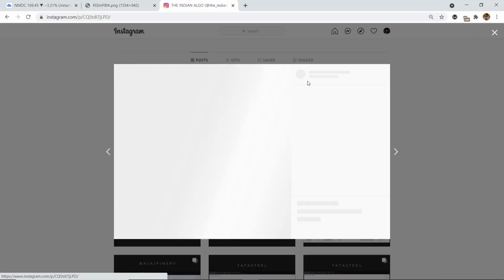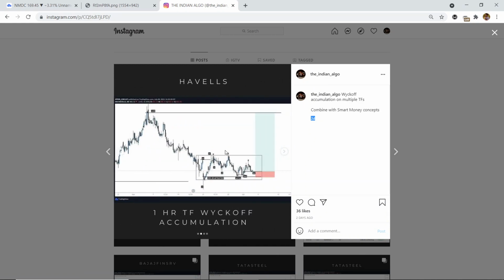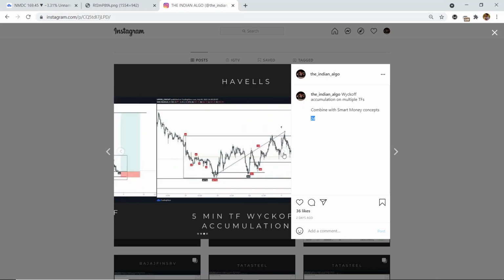This was the Havells chart, 2 days back, on the daily time frame. This is the daily time frame analysis, and this is the 1 hour analysis, and we were expecting an up move from here. When you try to understand what the schematic is telling us, there's going to be huge momentum when this box breaks out. But we eventually enter at the last point of support. So this is the last point of support, and we actually saw a good breakout.